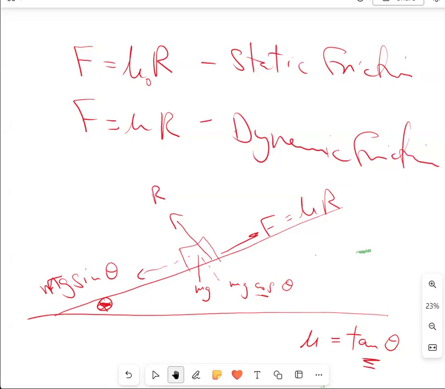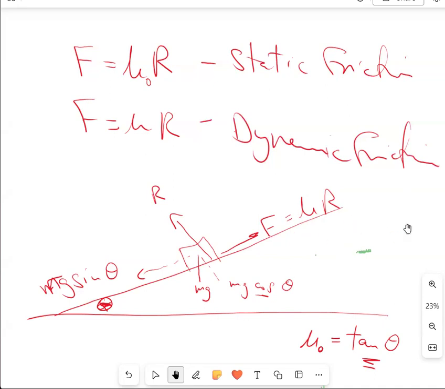I should say mu zero, the coefficient of static friction, or the limiting friction. You know that the maximum frictional force will hold this thing from sliding down. The coefficient of the limiting static friction is given by tan of theta. And you all can do a little bit of geometry to prove that. I don't know if he's going to do this experiment, but I remember doing it.